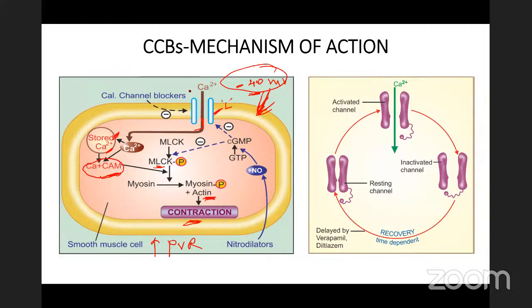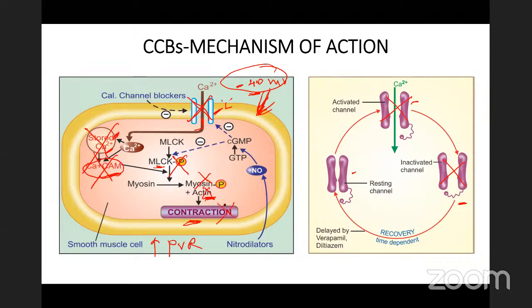And these L-type calcium channels exist in three states: one is the resting state, another the activated state, and the inactivated state. Our calcium channel blockers mainly bind to the activated as well as inactivated state and prevent the entry of calcium inside the vascular smooth muscle. Whenever there is no entry of calcium, there is no release of calcium from the intracellular store, no interaction with calmodulin, no activation of myosin light chain kinase, and no interaction with the actin. Okay, there is no contraction of vascular smooth muscle.